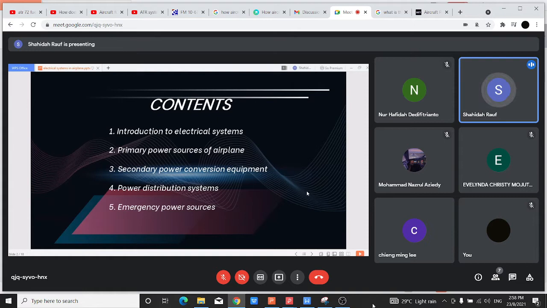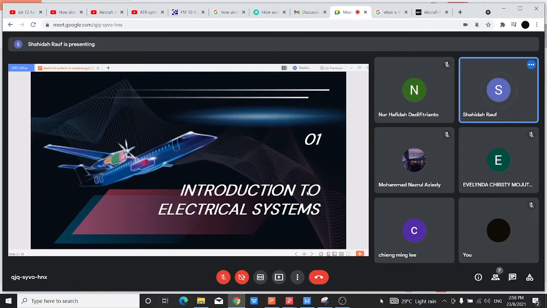Okay, so there are five contents we'll present in this session, which are introduction to electrical systems, primary power source of airplane, secondary power conversion equipment, power distribution systems, and lastly, emergency power sources.